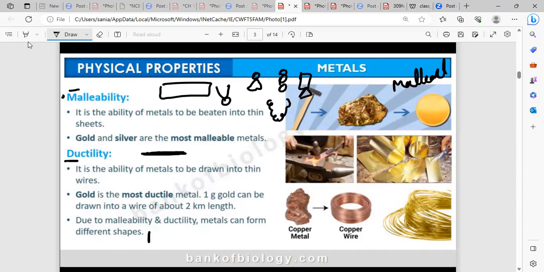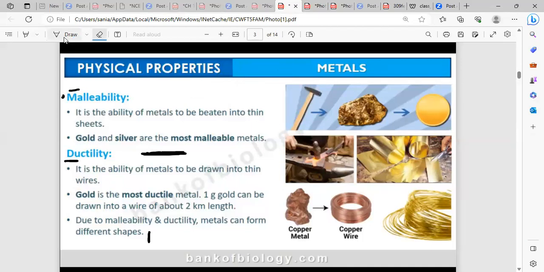Malleability. So malleability is basically... Have you heard about mat? Not mate, mat, which we keep on our floors and all that, right? It's basically a sheet, right? So over here, malleability means what?